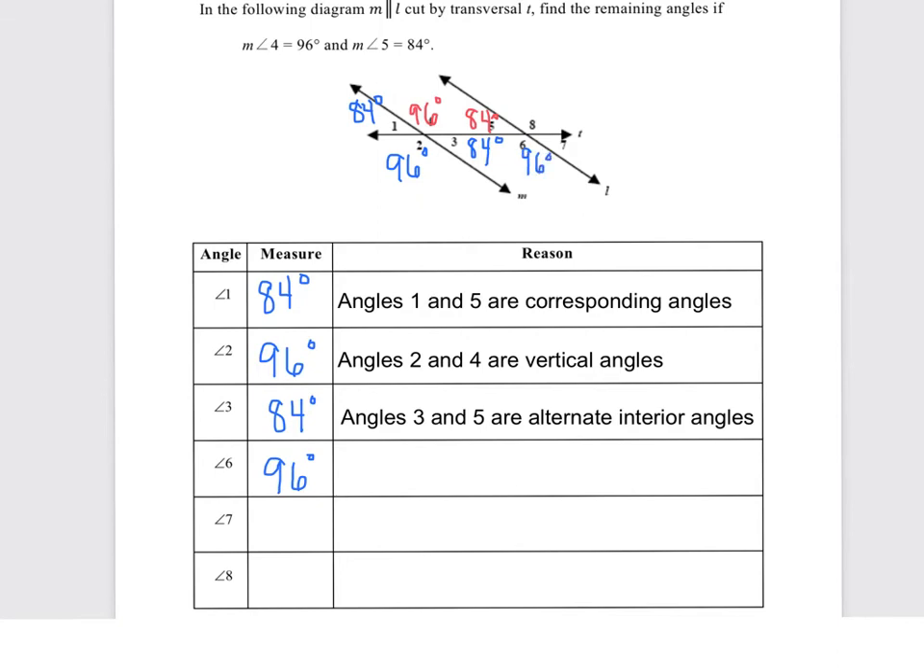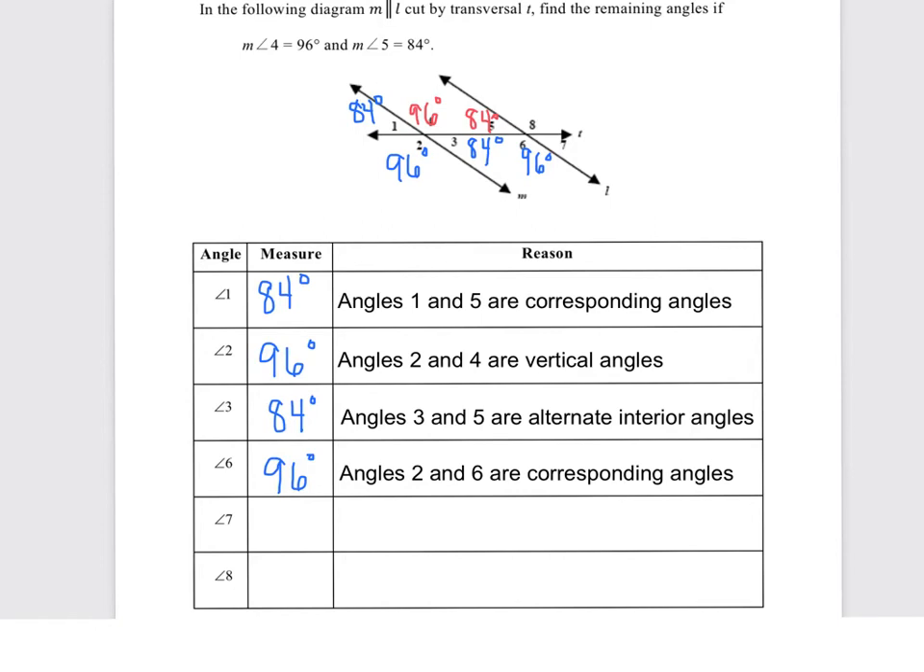And I'm going to use the reason because angles 2 and 6 are corresponding angles. Therefore, it's equal to 96 degrees. You can also say angles 4 and 6 are alternate interior angles.